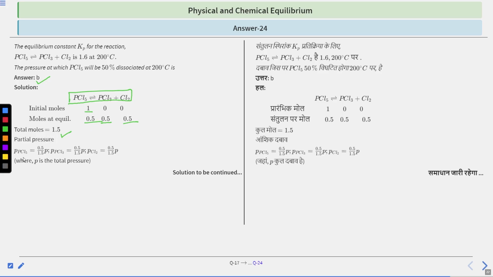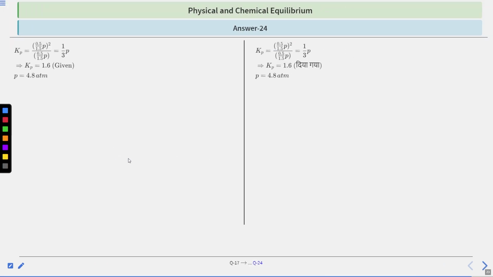And partial pressure for PCl5 is 0.5 divided by 1.5. P is the total pressure, let's suppose. Partial pressure for PCl3 is 0.5 divided by 1.5, basically moles of PCl3 divided by total moles into P, total pressure. And partial pressure of Cl2 is moles of Cl2 divided by total moles into total pressure. P is the total pressure, as I said. Now, what we will do, we find out the Kp on putting these partial pressures, with the product in the numerator and the reactants in the denominator.